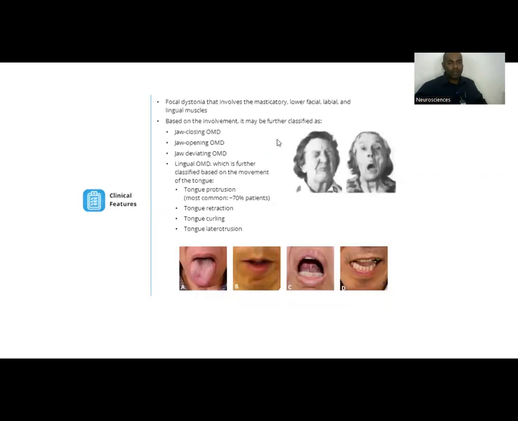So based on the muscles involved, it can be classified into jaw closing oromandibular dystonia, this is the jaw closing, and jaw opening oromandibular dystonia, and jaw deviating oromandibular dystonia. And if it involves only the tongue, it's called lingual oromandibular dystonia and can be tongue protrusion, tongue retraction, tongue curling, tongue laterotrusion. So these are the types of oromandibular dystonia.